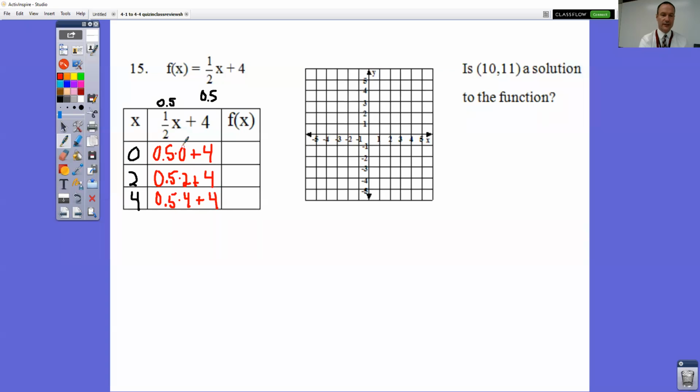Remember that if you don't like using the dot, sometimes they put these numbers for our x values inside parentheses as well. It works the same way. That still means times. Go ahead and try the rest of this one on your own, please.